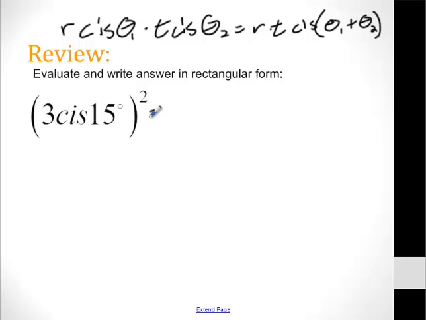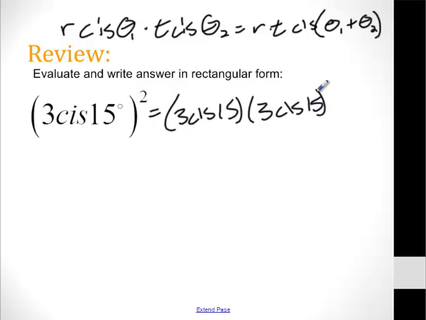Okay, so I can rewrite this as 3 cis 15 times 3 cis 15. In doing so, now I'm going to take both radii, 3 and 3, and multiply those, and get 9. Cis, remember, is cosine plus i sine theta. And I'm going to take my two 15-degree angles, add them together, and get 30. So what we get here is we take 3, and it becomes 9, 15, and it becomes 30. That's going to come in handy as we get later on into this theorem.